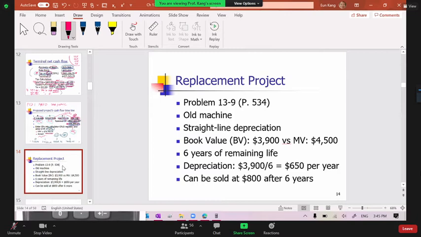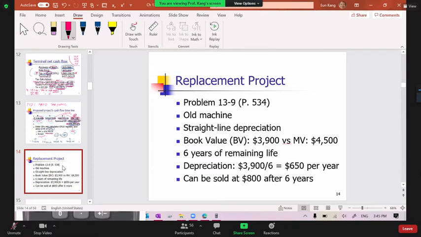In other words, if you don't replace it, the old steamer could be sold for 800. But if you replace it, you cannot get 800. So that is opportunity cost. And the annual depreciation expense of the old machine, 650, is also opportunity cost. You cannot deduct that if you sell the old machine, right? That's the difficult part.